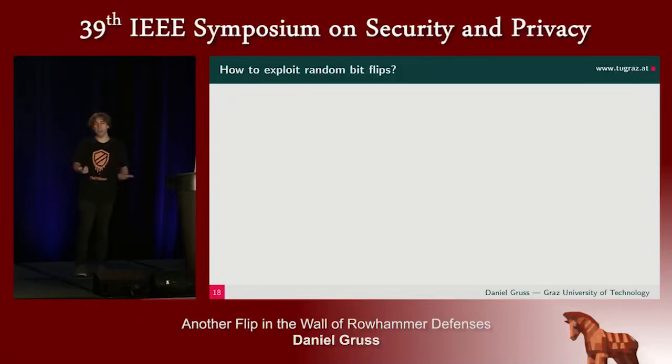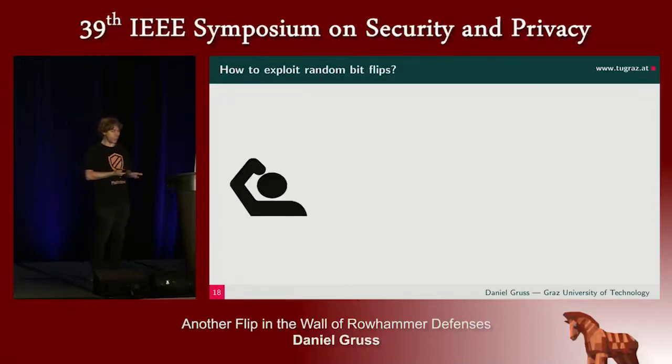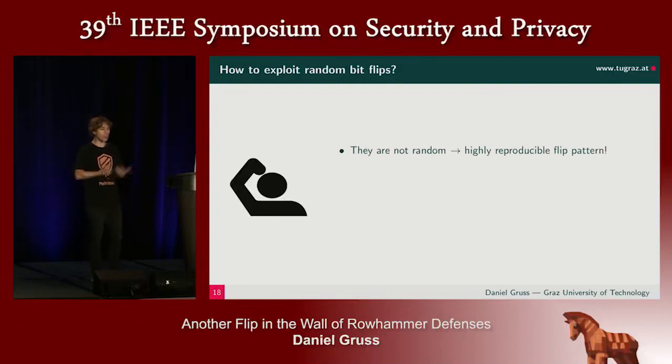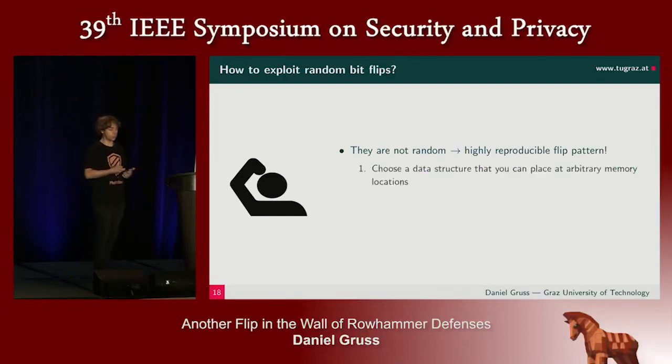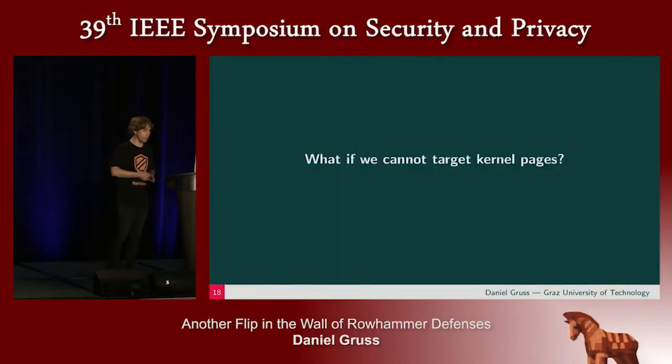So next question is, how do we exploit random bit flips? And we already heard that in the previous talk. They are not actually random. They are highly reproducible. Once you have a bit flip from some memory hammering pattern, you can reproduce it. So the strategy is always the same. You choose a data structure that you can place at an arbitrary memory location. Then you scan for good bit flips, and then you place the data structure there. Then you trigger the bit flip again, and then you have your bit flip in the right location.